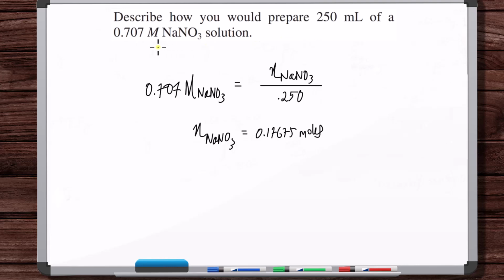Okay, but now they're asking us, how are we going to prepare this solution? Well, we don't directly measure out moles of substances. We convert moles to grams, and we directly measure, because our instruments are in grams. So, okay, how do we convert this many moles of sodium nitrate to grams? Well, we just use the formula weight, the molar mass, the molecular weight. Formula weight is just the term for the molar mass of a compound that's not a molecule. So, okay, what is the molar mass or the formula weight of sodium nitrate?